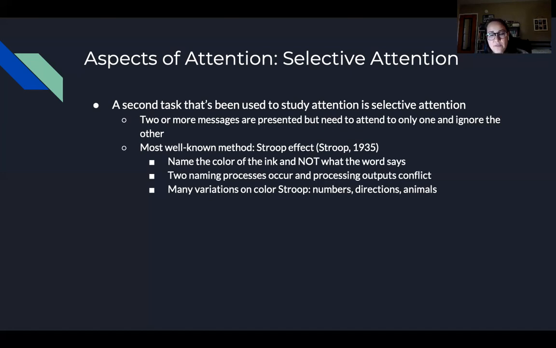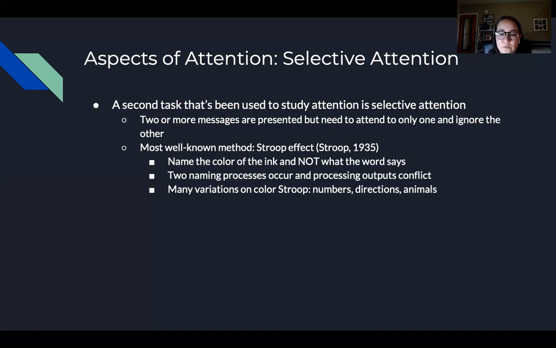And so compared to when the words are written in matching ink colors, or even just in the process of naming the colors themselves or just reading off the words, participants find this task really difficult, mostly because the name of the word interferes with the name of the ink color.